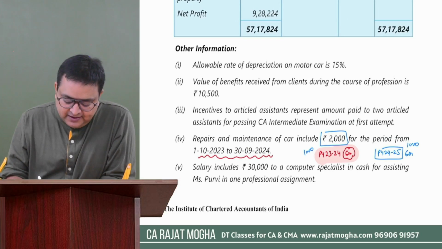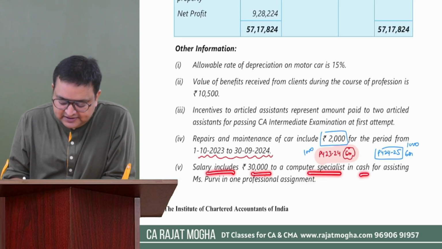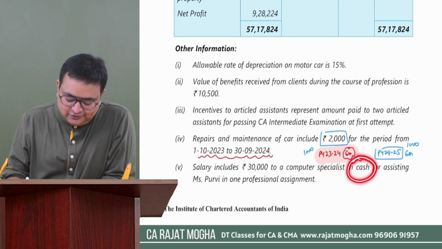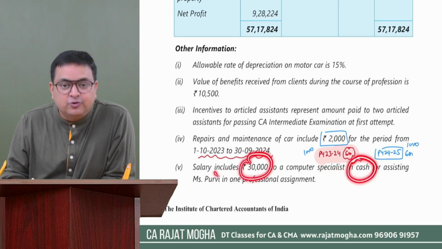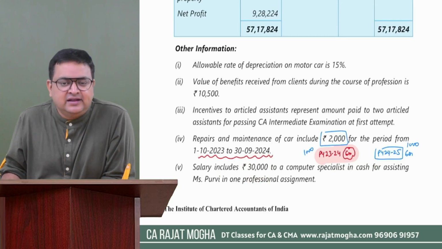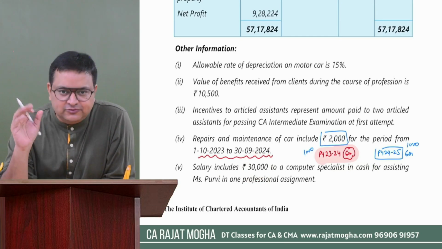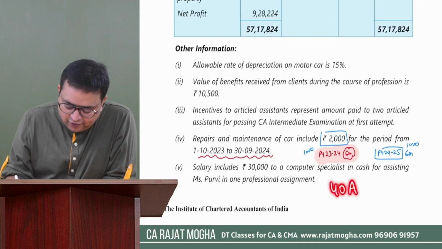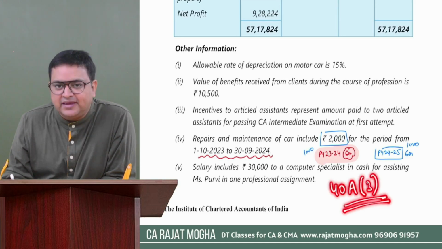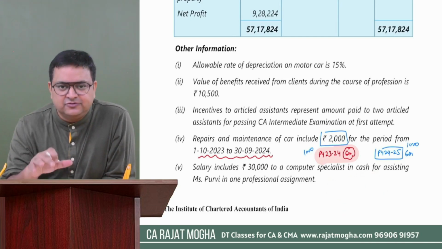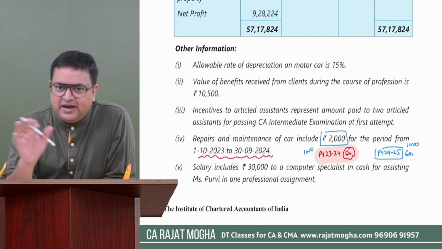Fifth point, salary includes 30,000 to a computer specialist in cash. In cash they have paid salary. So we know that if you have paid more than 10,000 rupees in cash in a single day, then it is not allowed. If you remember the section number, you can quote the section number also. The section number is 40A3. So it says that if you are making a payment of more than 10,000 rupees, then it will not be allowed. Although there are certain exceptions, but this is not an exception. So it will not be allowed, right?